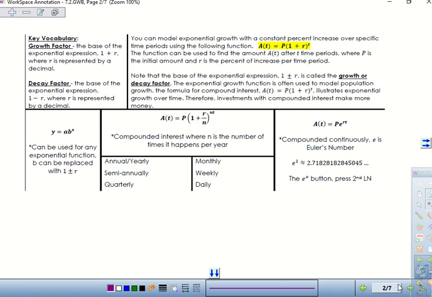N, you have to find out by the context of the problem. If they talk about something being annually or yearly, your N is going to be 1. If they talk about something being semi-annually, your N is 2. If they talk about it being quarterly, your N is 4. Monthly, N is 12. Weekly, N is 52. And daily, 365. So how they phrase it in the problem determines the N. If they say compounded daily, occurs daily, yearly, those are the N's that you use based on the context of the problem.